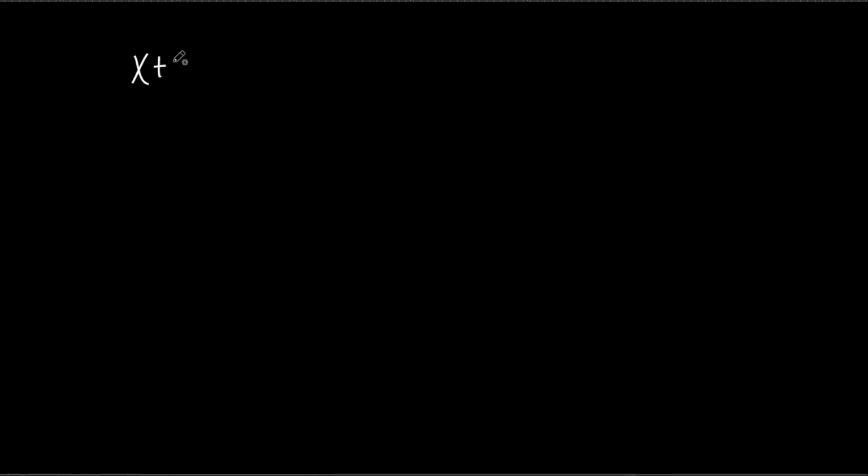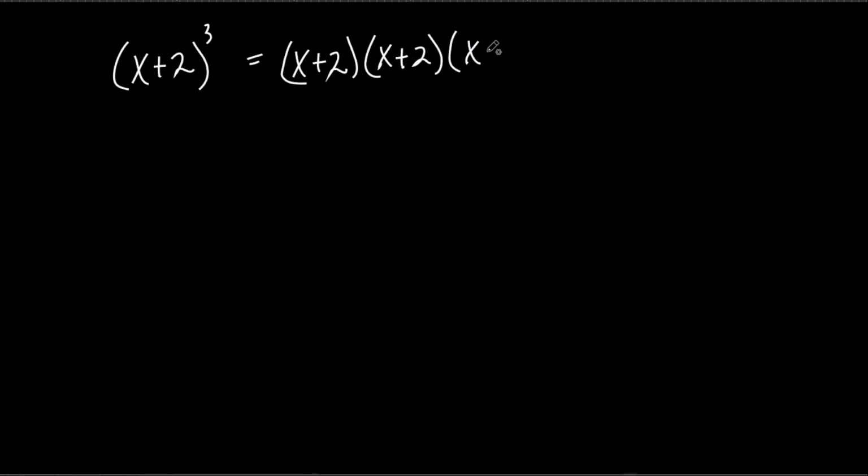I mentioned it, okay? I kind of alluded to it a little bit, but we didn't do it. What if I asked you to do this? That's exactly right. That's good. And that's the key to this problem, okay, is that you write it 3 times. So I've got an x plus 2 times x plus 2 times another x plus 2.